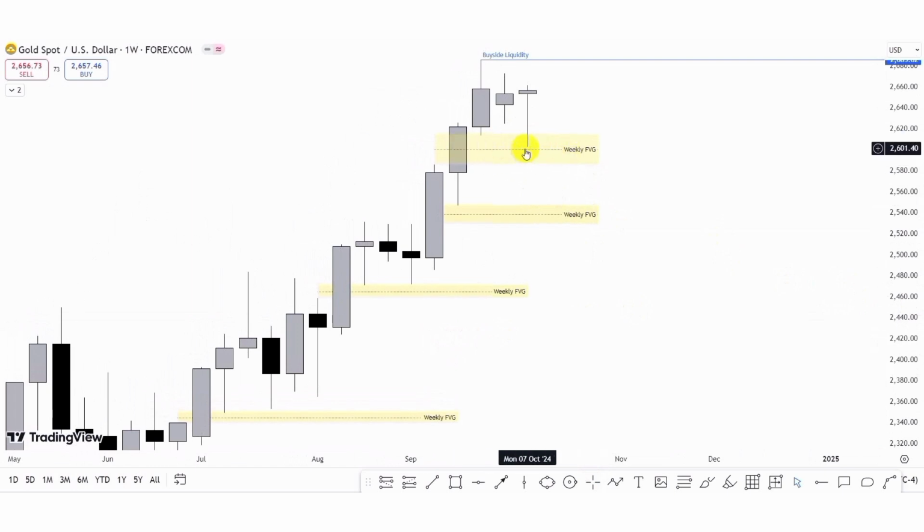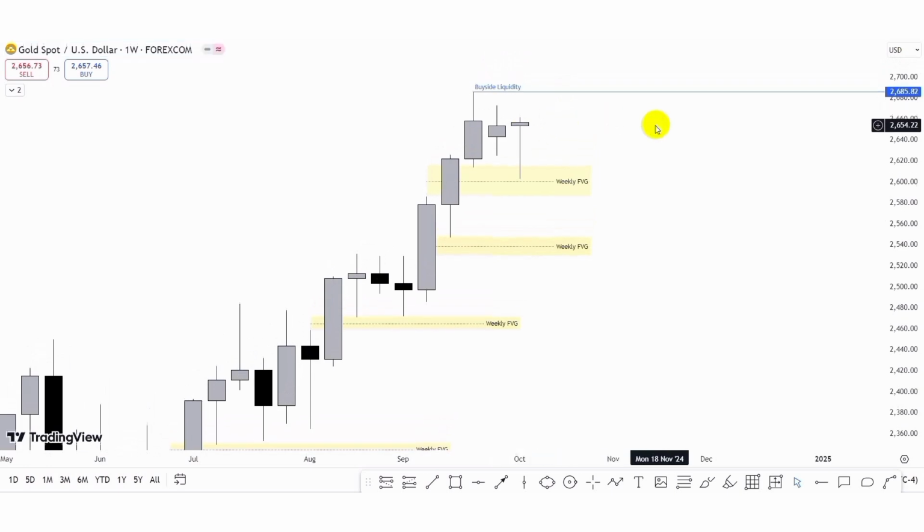The price did not mitigate the mean threshold, and then we can see the rejection to the upside. We're expecting to see price actually take out this buy side liquidity. So last week, we expected to see the sweep of the sell side liquidity, and then we actually have a bullish move to the upside.